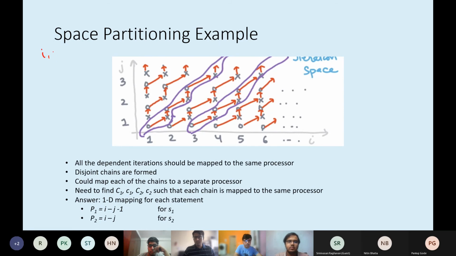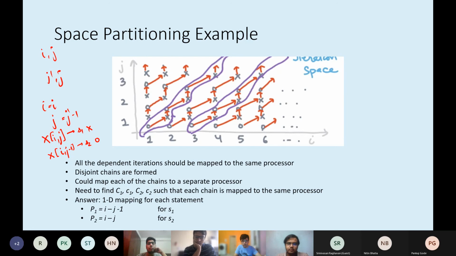If I have two iteration vectors, and I calculate the data dependence conditions, what I get is that i should be equal to i prime and j should be equal to j prime minus one. But the thing is that x[i][j] is an access of the statement S1, while x[i][j-1] is an access of the statement S2, which is represented as follows. So that's why we have this dependency that the (1, 1) of the cross is dependent on the circle of (1, 2).